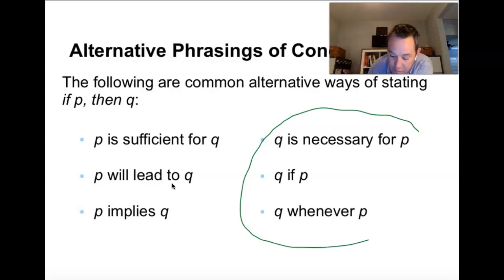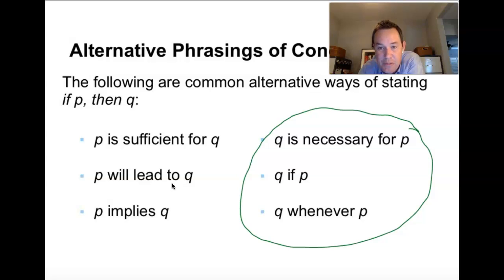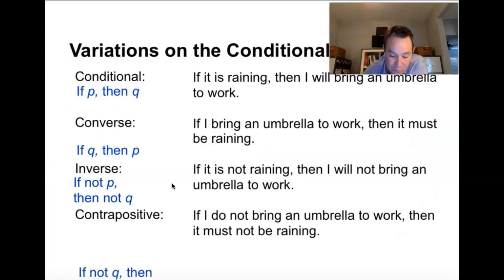Here are three other equivalent ways, and they're written backwards. If P then Q is equivalent to saying Q is necessary for P, Q if P, and Q whenever P. It's really important, I would write these down. It's really important that you understand the connection between these phrases and the original conditional statement, and that you're able to take anything written in any one of these six other forms and rewrite it in if-then form so that you can analyze the statement.